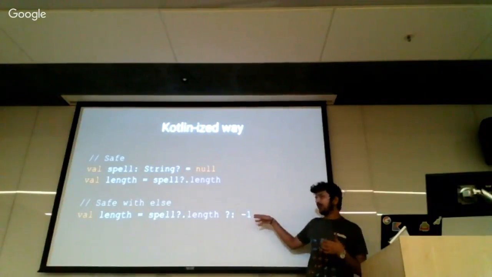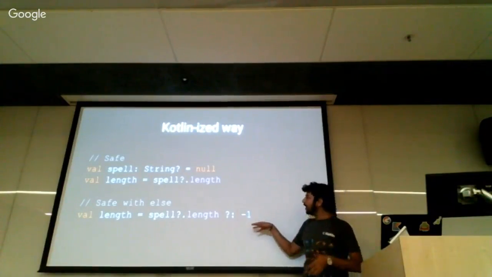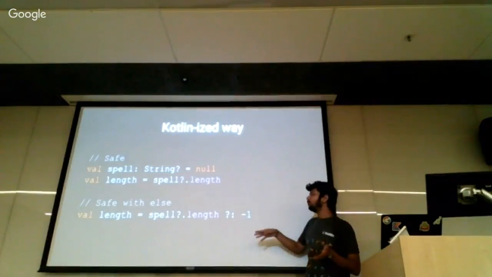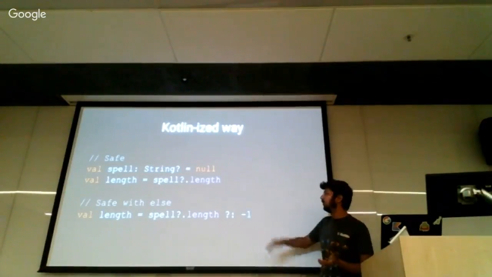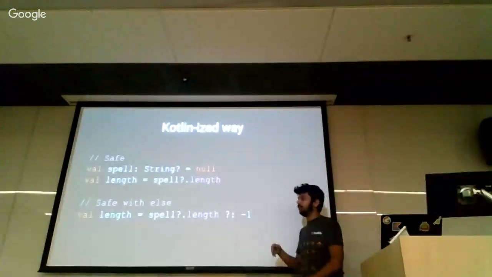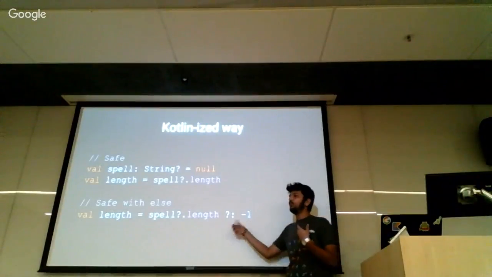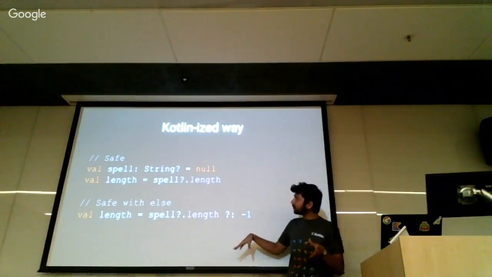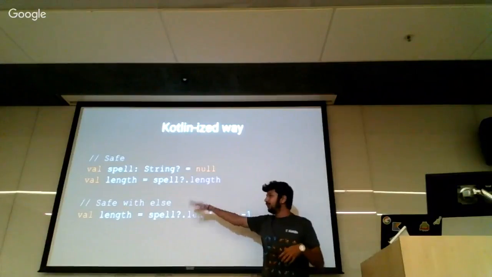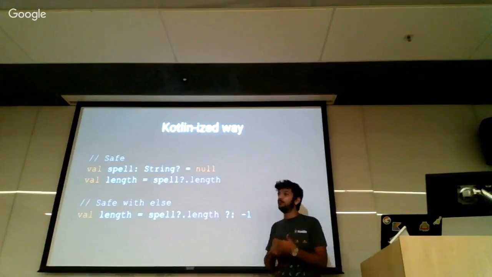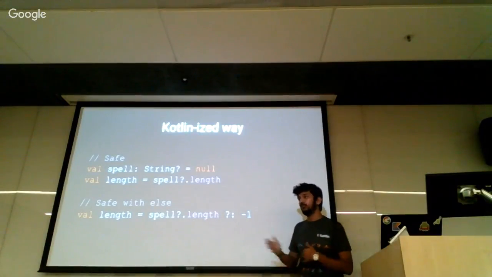So the second case is pretty straightforward. You just pass an else value. If the value of spell is null, return -1. If the value of spell exists, then the length will be returned. So unlike the first val length, in this val length, the value is going to be not nullable, which is better.